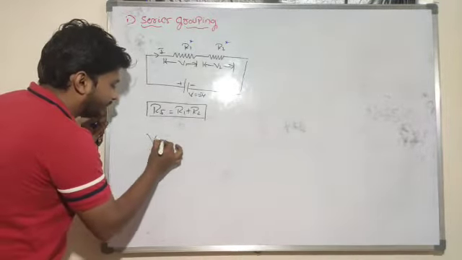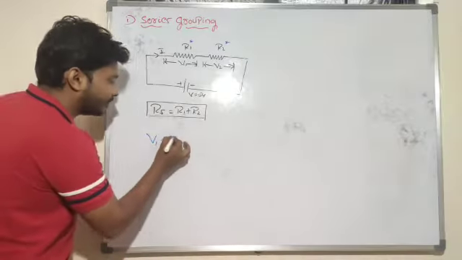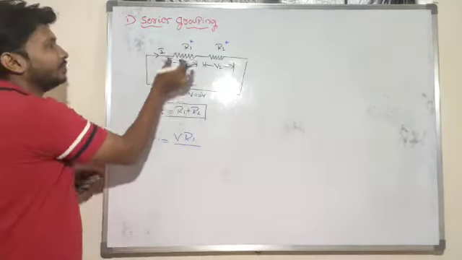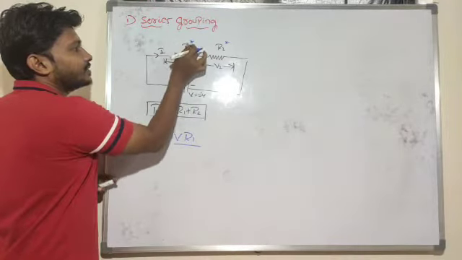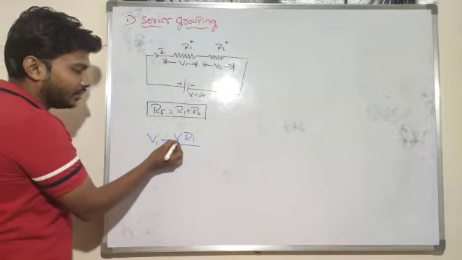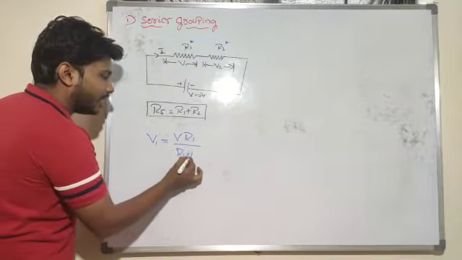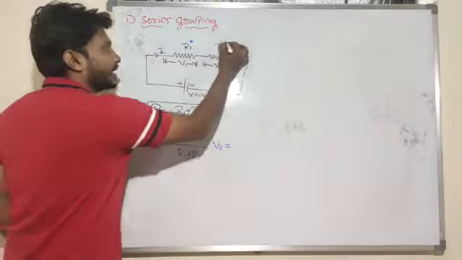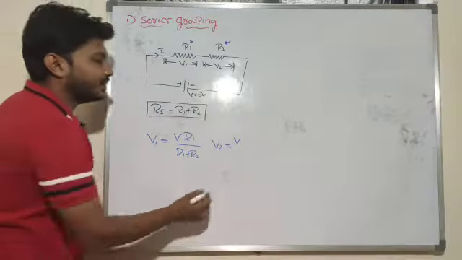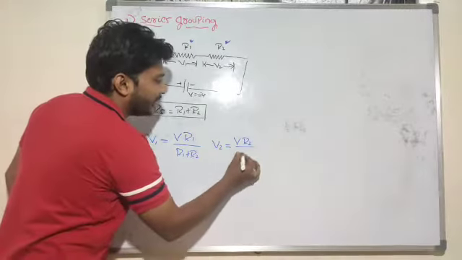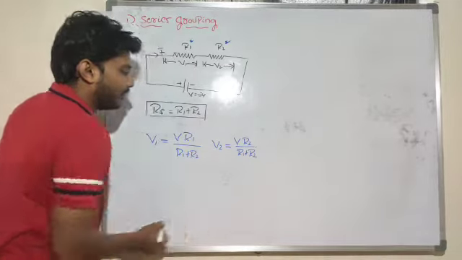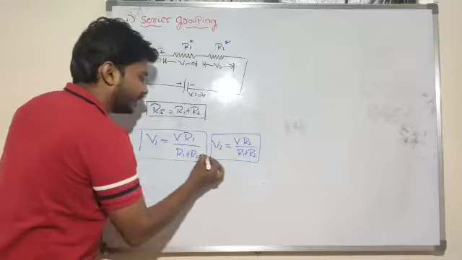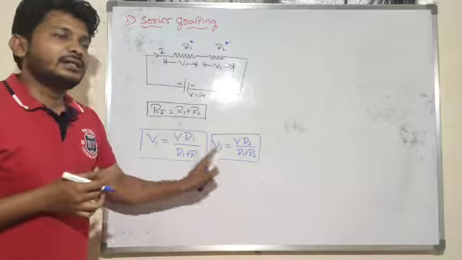In order to determine the branch potential difference across the first resistance, V1 is equal to V into R1 divided by R1 plus R2, using the total potential and the resistance of the same branch. And the potential difference across the second resistance is the total potential difference and the resistance of that branch, V2 equal to V into R2 divided by R1 plus R2. So to calculate the branch potential difference, I need to use these equations.